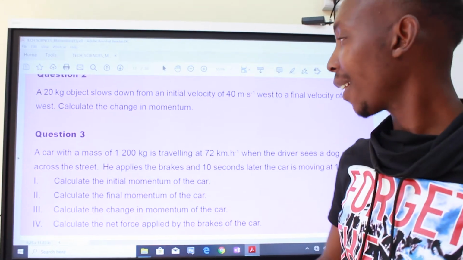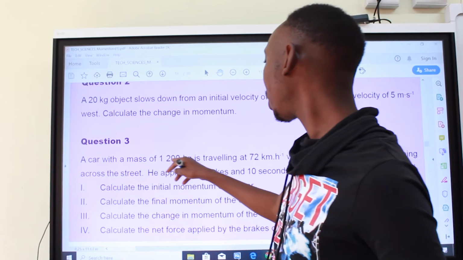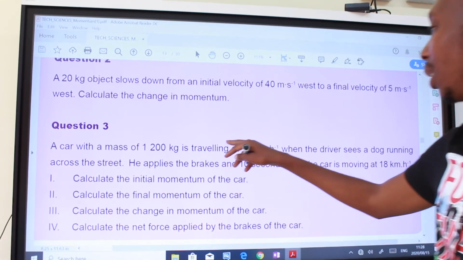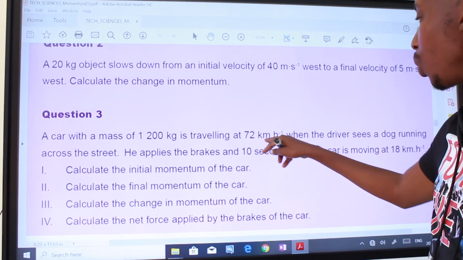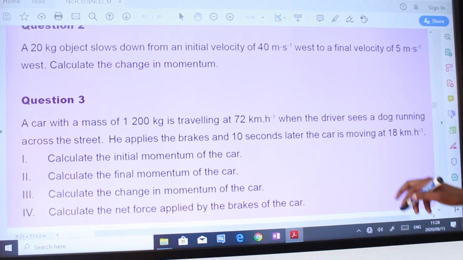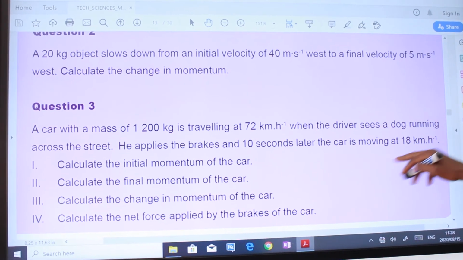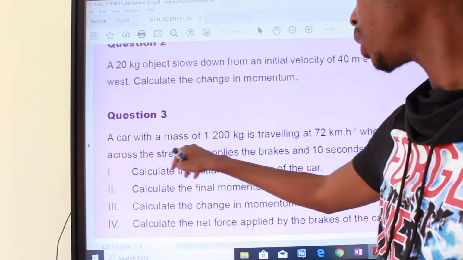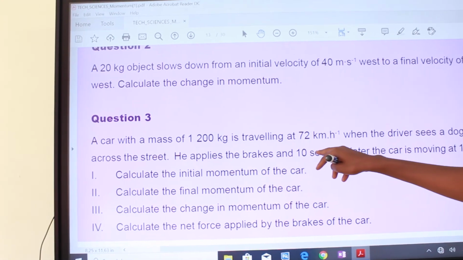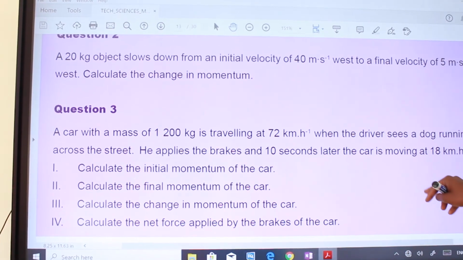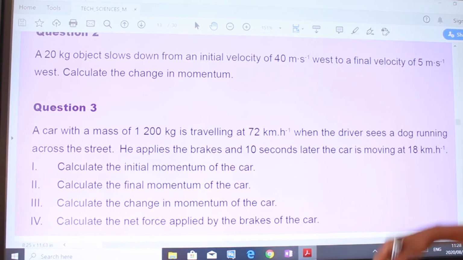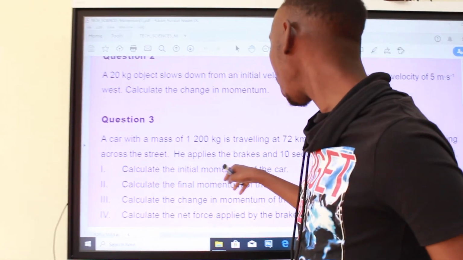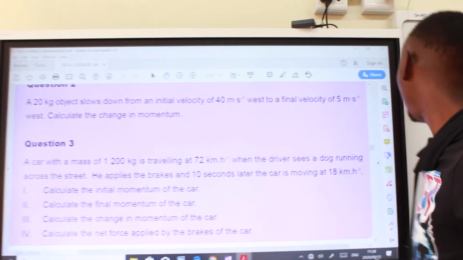Now let's do question 3. A car with a mass of 1,200 kilograms is traveling at 72 kilometers per hour. When the driver sees a dog running across the street, he applies the brakes, and 10 seconds later, the car is moving at 18 kilometers per hour. Calculate the initial momentum of the car.